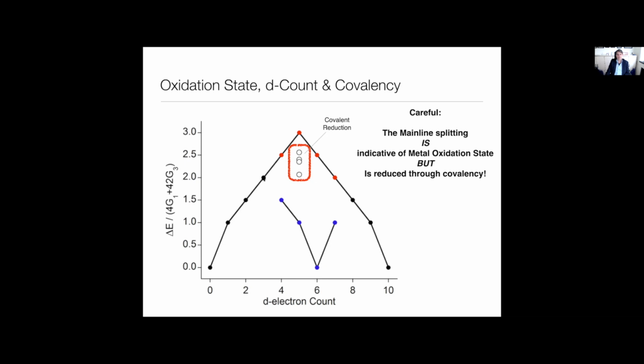So that would be a D3 system, D4 system, D5 system. And so that splitting here that you have for the most covalent system, that would be the hexabromide, is rather similar to what you would observe for a model D3 system here. So the mainline splitting is indicative of metal oxidation state, but it's reduced through covalency, and one has to be careful when one makes these oxidation state assignments. That is the message here.